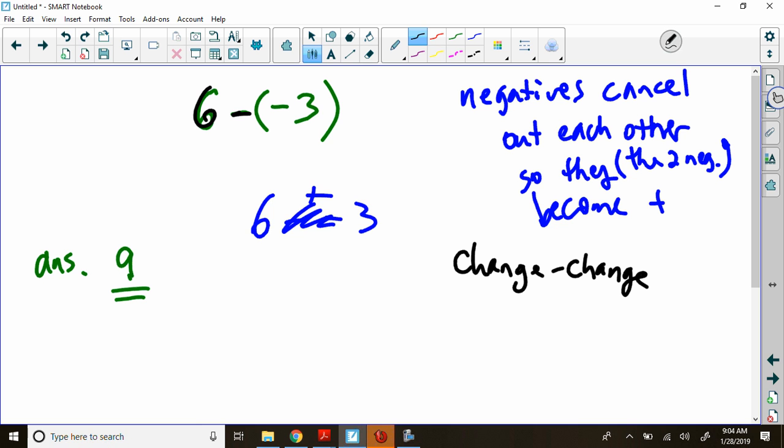It says change, change, so that becomes a plus, plus. That's not a law. That's not a rule. It's a good way to help memorize it, but it's not a law. It's not a rule.